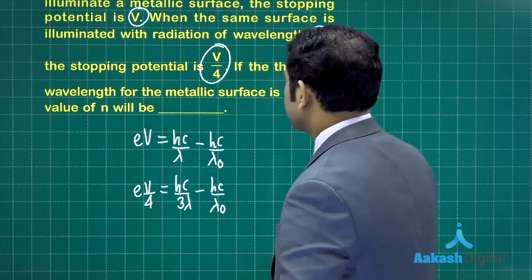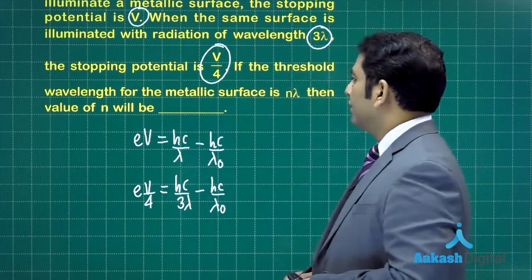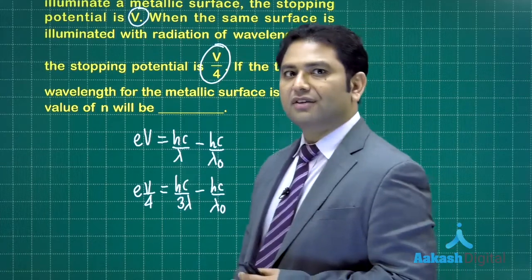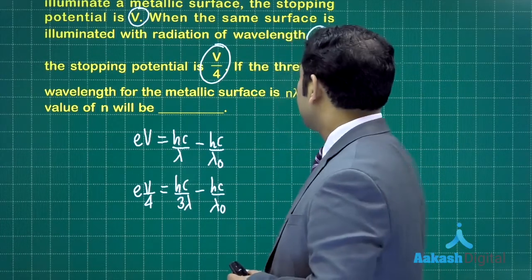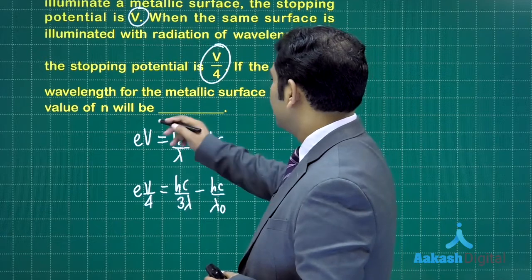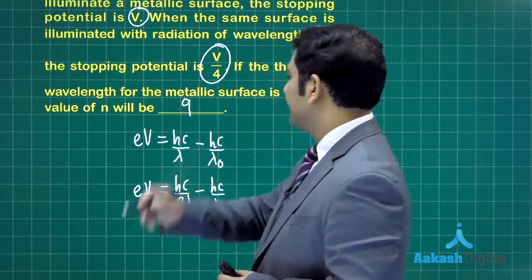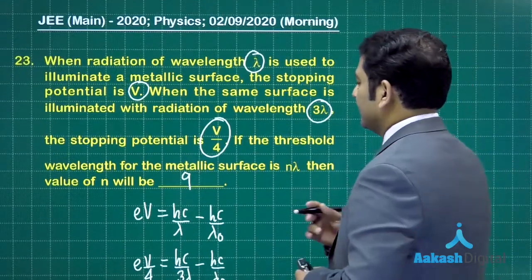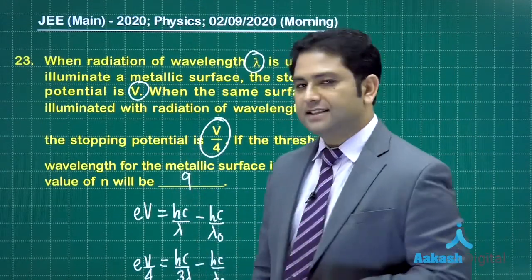Now this is going to be a straightforward one. When you calculate the value of lambda naught, the value of lambda naught comes out to be 9 times lambda. So therefore the value of n will be 9. So question number 23, that will have the correct integer as 9.